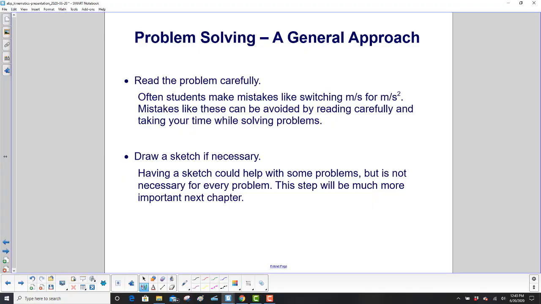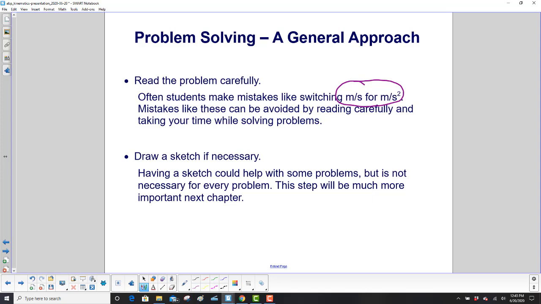Read the problem carefully. Can't emphasize that enough. Often students will make mistakes like switching meters per second, which is a velocity term, and meters per second squared, which is acceleration. You can avoid these mistakes by reading carefully and taking your time while solving problems.